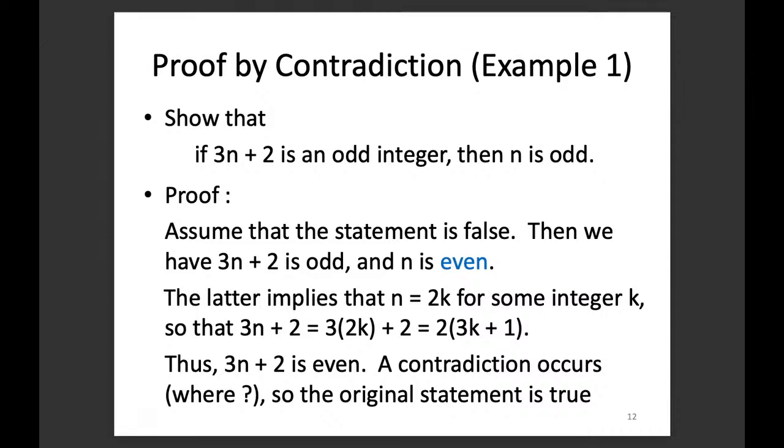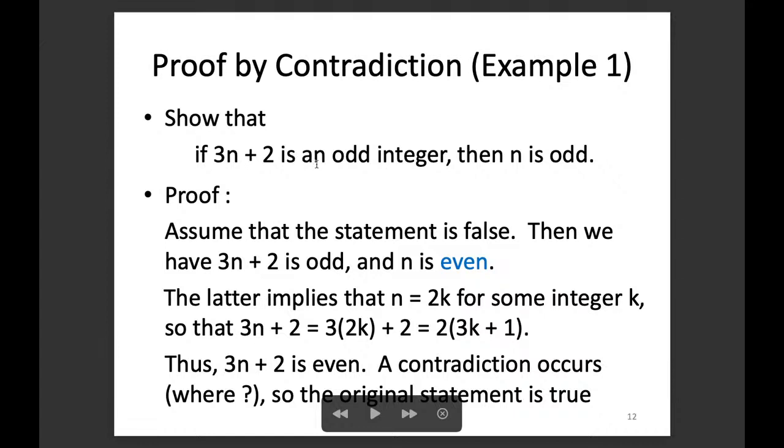So here, let's see this example. This example is itself of the form P implies Q, but then we can think of this as a whole statement. So let's see how we can show this statement to be true using the method of contradiction.